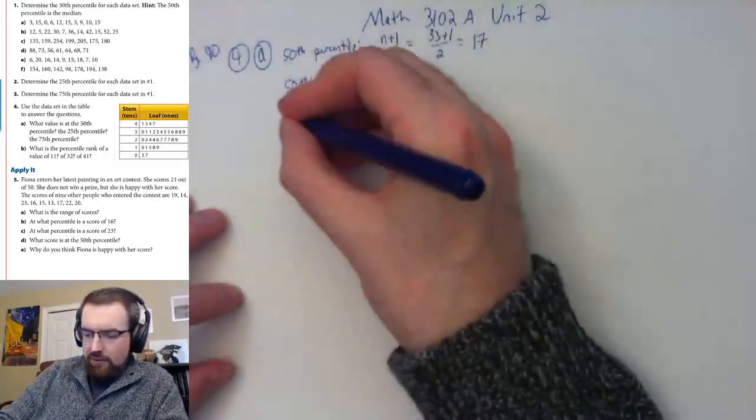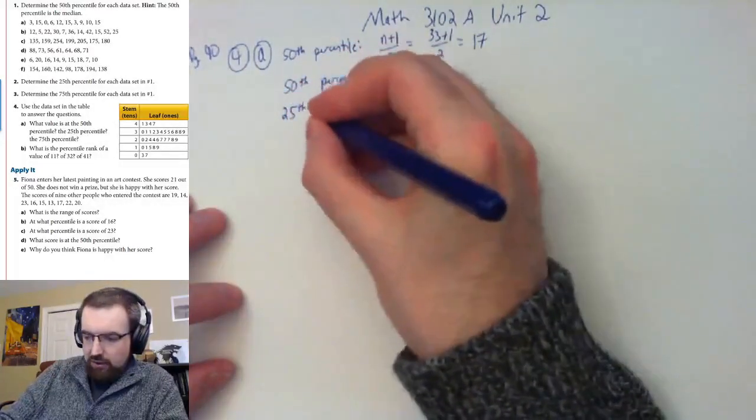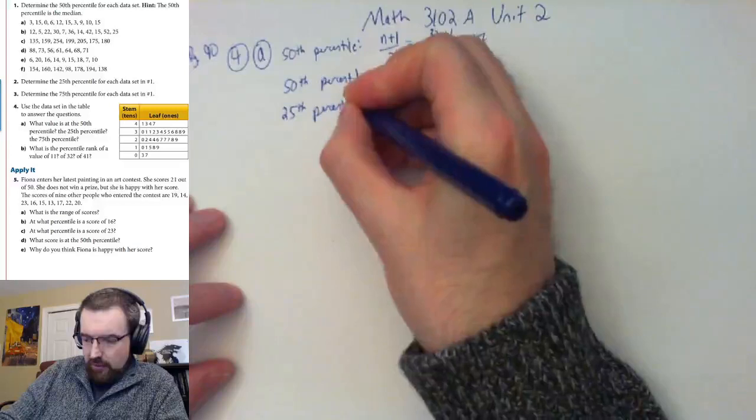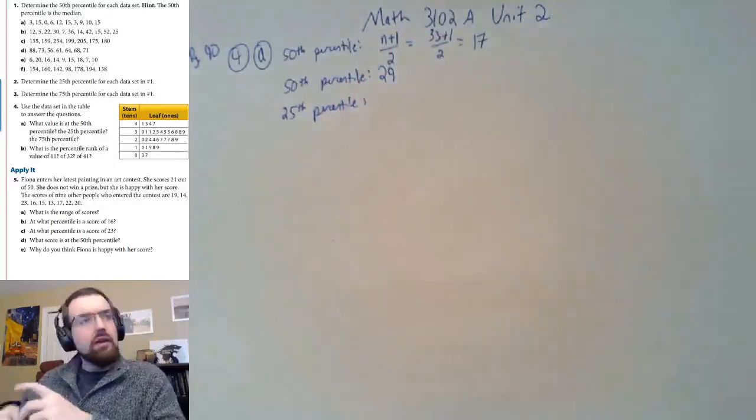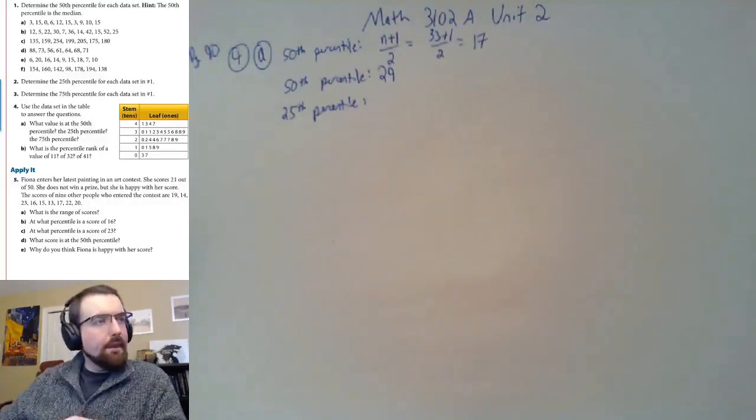Okay, so now the 25th percentile is going to be the median of the lower half of the numbers, right? So how about we just count and see how many of the lower half of the numbers we have?